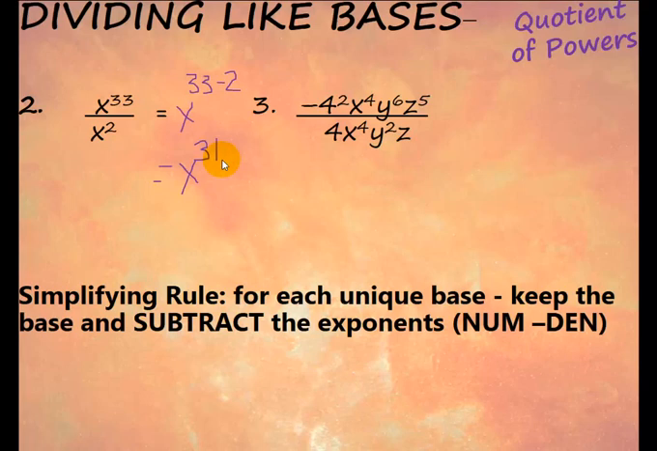Now, with more complicated monomials, go base by base, do your subtraction, and then simplify. All right, so remember, this is negative 1 times 4 squared, right? So I still have a negative 1, and then 4 squared divided by 4, well, that's just 4 to the 2 minus 1. One of them cancels, that's a minus. Okay. And then x to the 4 minus 4.